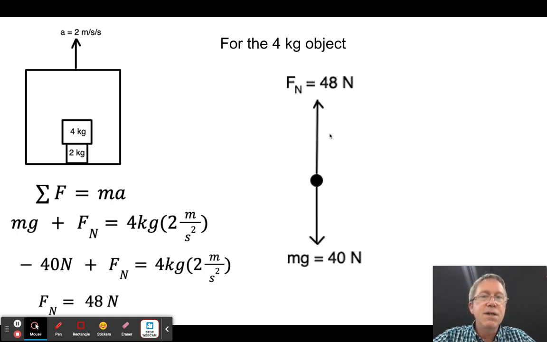So I have 40, I have 48. When you sum those up, you'll get 8 in the positive direction. 8 divided by 4 will give me 2. Hey, it works. So now, last thing, let's check on the 2 kilogram box.